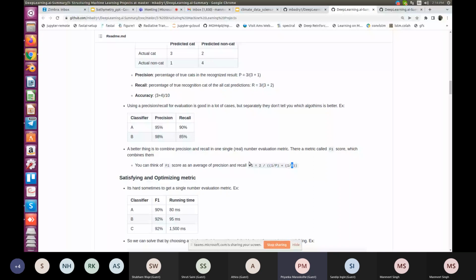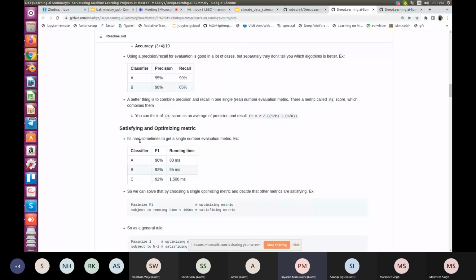He says that it's sometimes hard to get a single number evaluation metric. For example, for classifier A the F1 score is 90% and the runtime is 80 milliseconds. For classifier B, the F1 score is 92% and the runtime is 95 milliseconds.